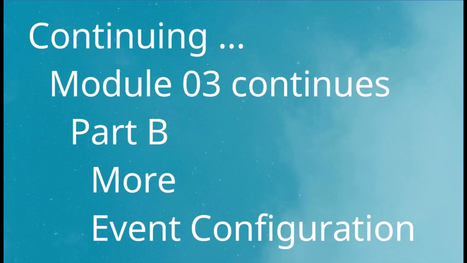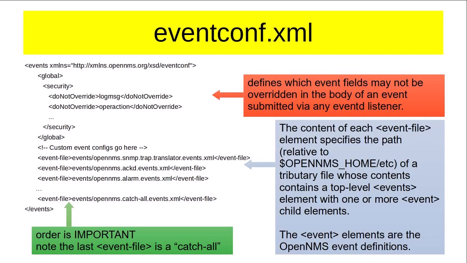Module 3 continues with more on event configuration. With regard to the OpenNMS etc eventconf.xml file, this file opens with a global element whose security child element defines which event fields may not be overridden in the body of an event submitted via any eventd listener. The ellipses indicate that there are more elements in the encasing XML.